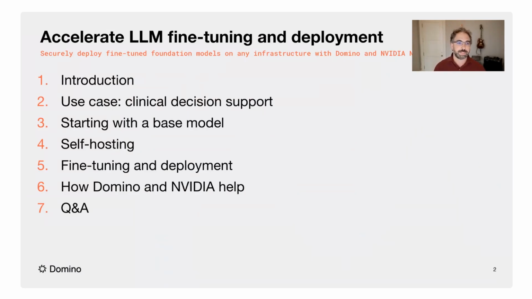So what we want to talk about today is a specific use case to build a clinical decision support model. We're going to go through a sequence of steps. First, we'll give you some background on what exactly that use case is about and why it's important. We'll talk about how you can start by using a base model and do that quickly to get something off the ground and get from 0 to 1. Then we'll talk about reasons that you may want to self-host that model and how you can go about doing that. And we'll move on to fine-tuning and deployment, and then how Domino and NVIDIA can additionally help get those models into production to make them more scalable and governable. And then at the end, we'll have some time for Q&A.